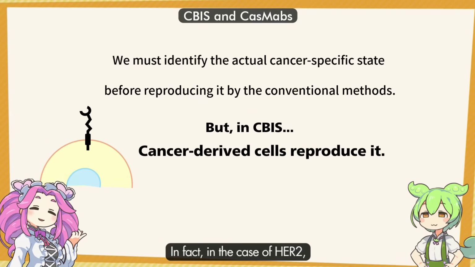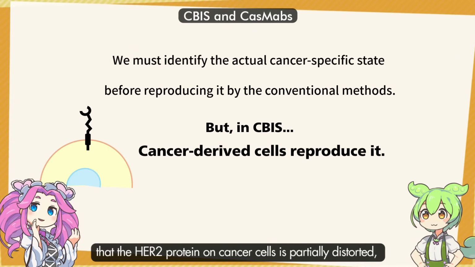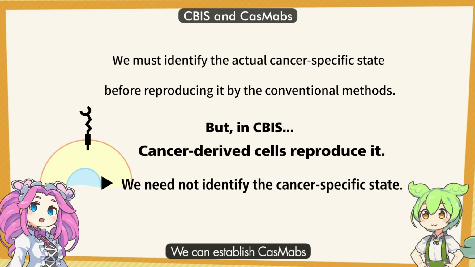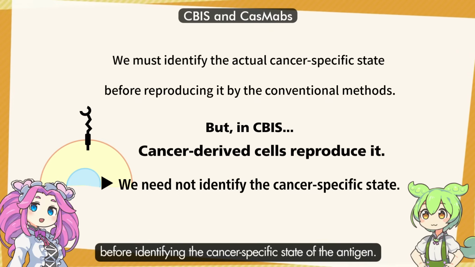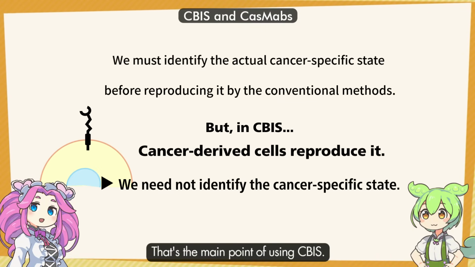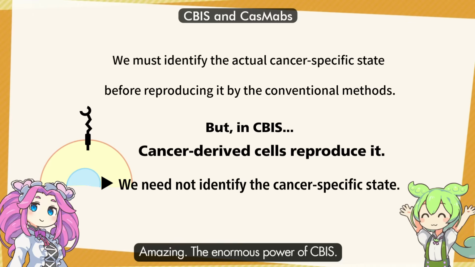In fact, in the case of HER2, the CasMab was established first, and then it was found that the HER2 protein on cancer cells is partially distorted, and the CasMab recognizes the distortion. We can establish CasMabs before identifying the cancer-specific state of the antigen. That's the main point of using CBIS. Amazing. The enormous power of CBIS.